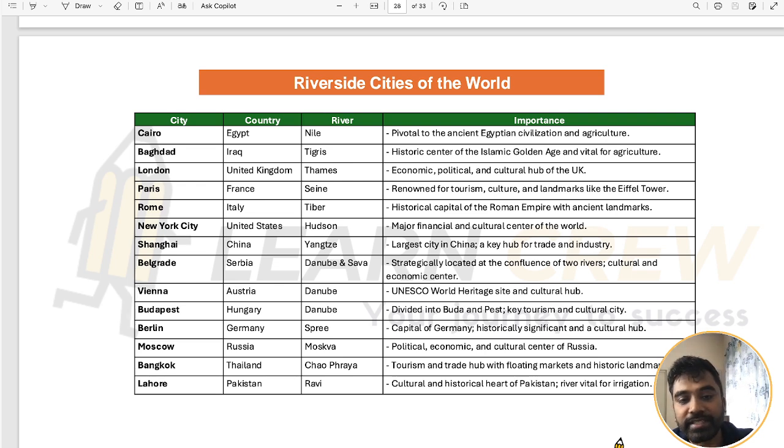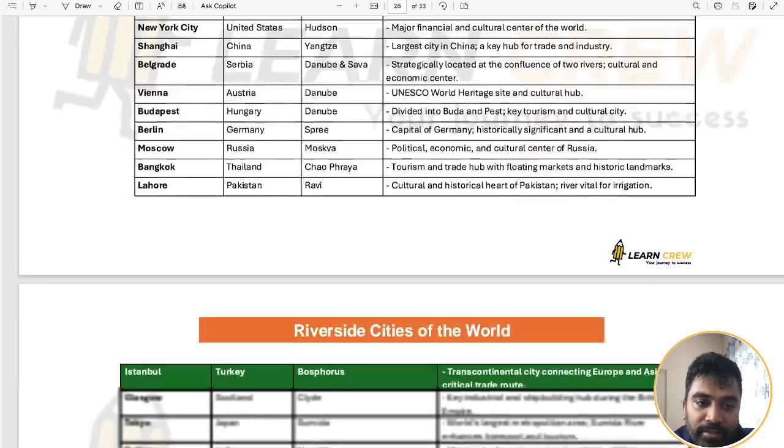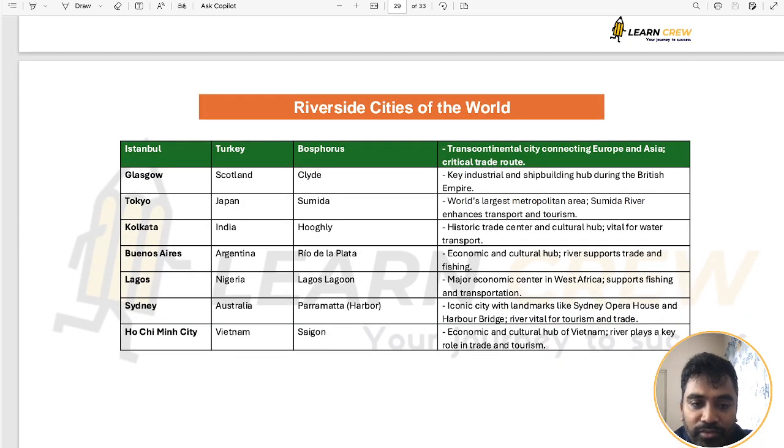Then we are having Lahore, coming back to our neighbor again. The river is called Ravi, and it depends on River Ravi for irrigation and agricultural purposes. Coming down, we have some more cities which have been related.